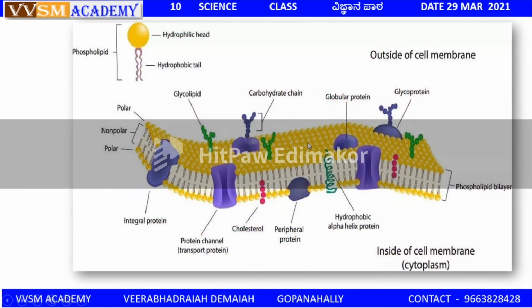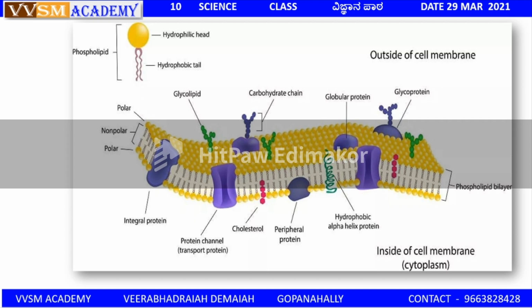You see, this is a phospholipid bilayer. This is the hydrophilic head. This is the hydrophobic tail. This is the inside of the cell membrane, the cytoplasm. This is the outside of the cell membrane. This is a double layer or bilayer arrangement.